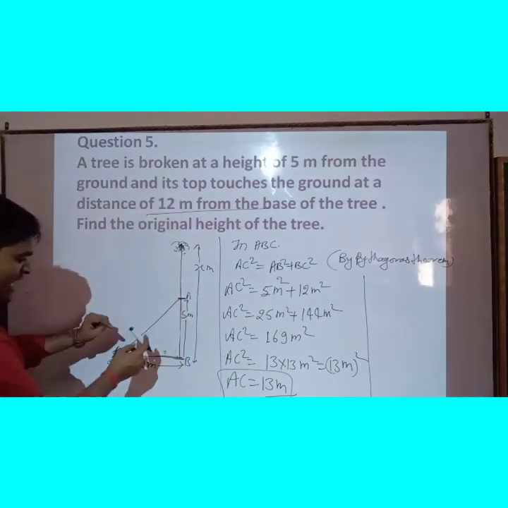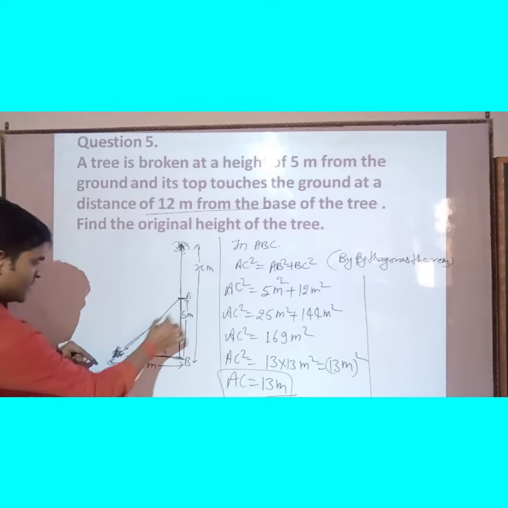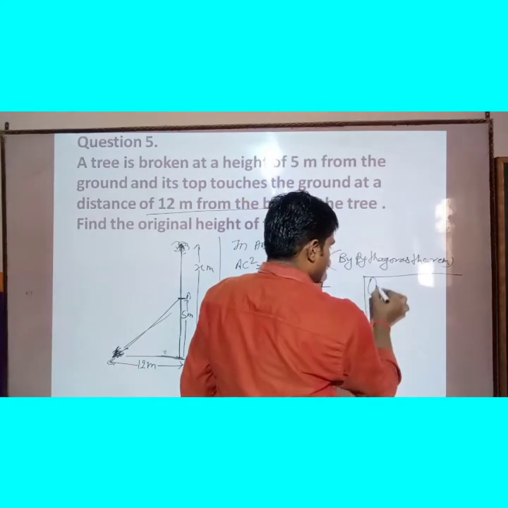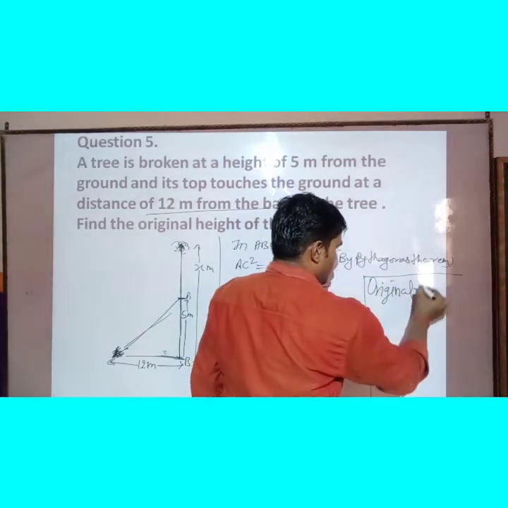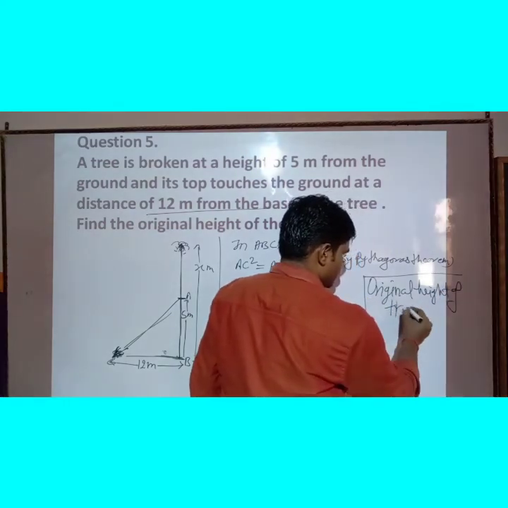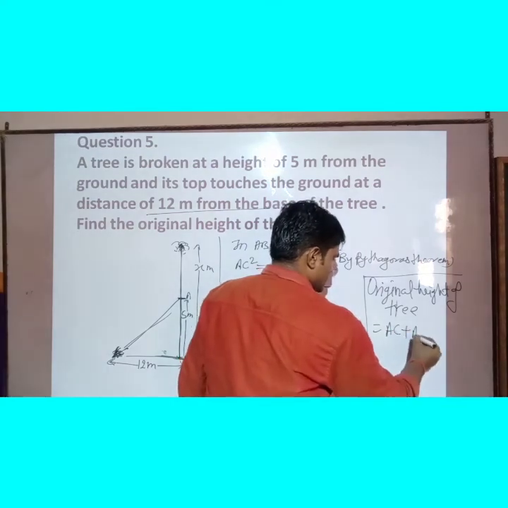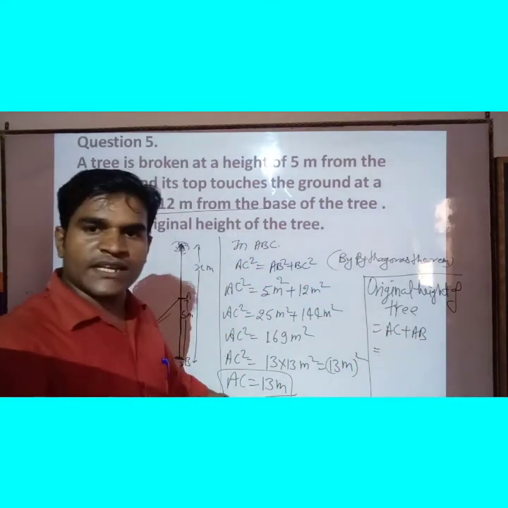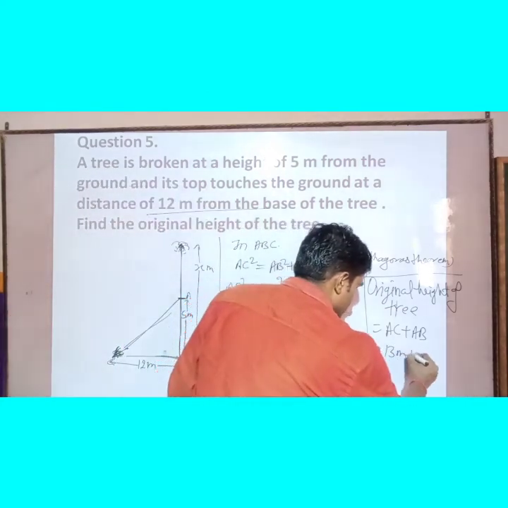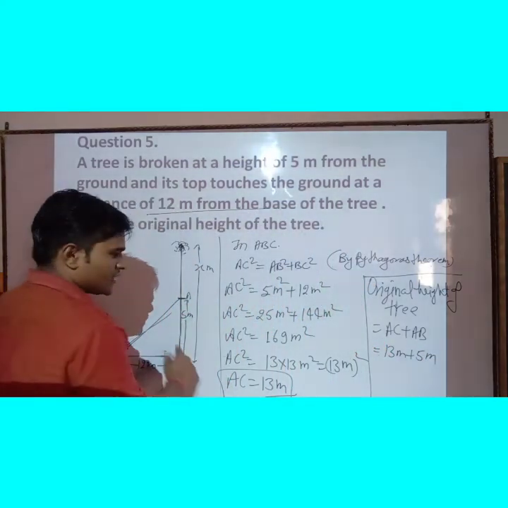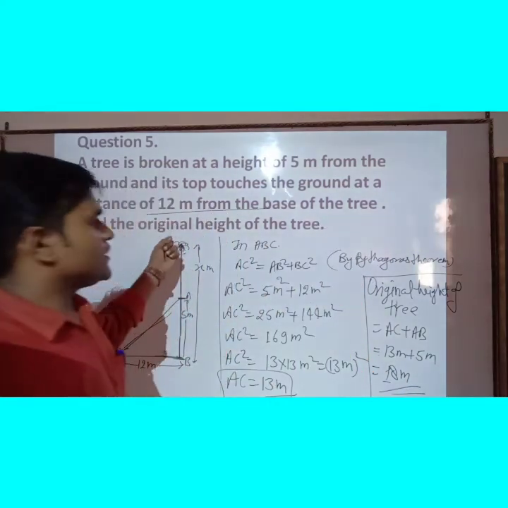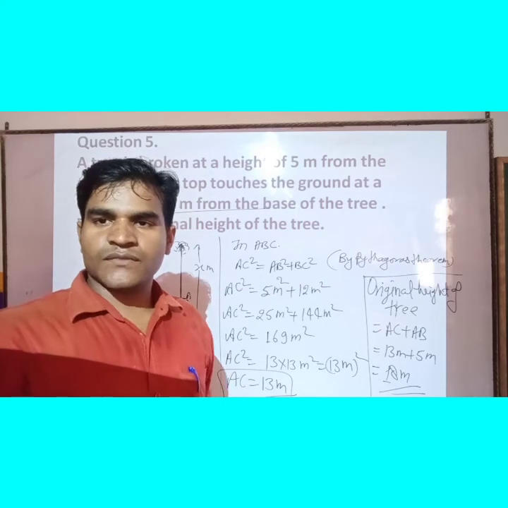But we have to find the original height of the tree. So the original height of the tree is AB plus AC. You have to write: original height of tree is equal to AC plus AB. AC is 13 meter plus AB, which is 5 meter. So this is equal to 18 meter. So what is the original height of the tree? That is 18 meters. Hope you understood.